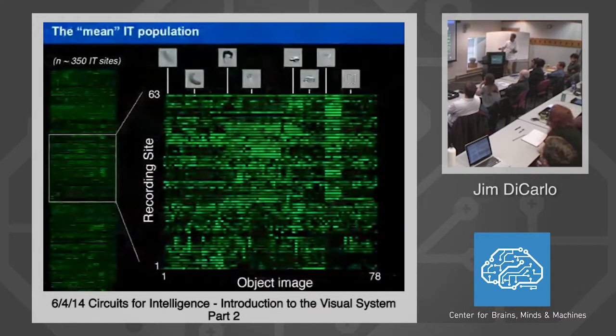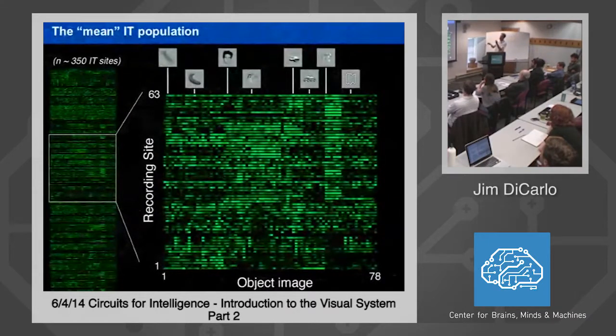Chou, Gabriel, Tommy and I collected about 350 sites at the time. These are shown here. These are the mean responses over a set of images, not very large by today's standards, but at that time it was 78 images. You shouldn't read anything from this except that we had a lot of data that you could construct populations from.